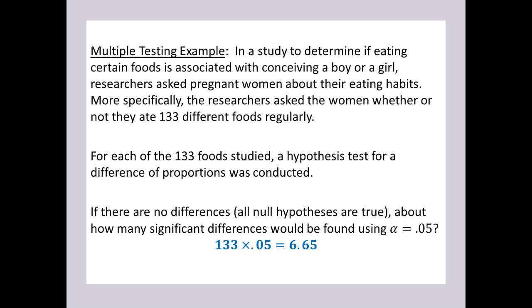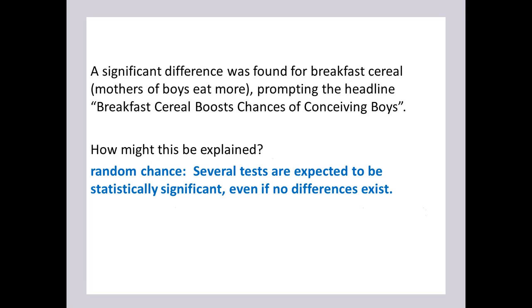In a study to determine if eating certain foods is associated with gender of a baby, researchers asked pregnant women about their eating habits, and basically what they ended up with was a questionnaire where you had to answer yes or no to 133 different foods. What they would have ended up with was 133 tests for a difference of proportions. If alpha was 0.05 for every test, then if all of the null hypotheses were true, so none of the foods had any effect on what gender the baby would be, you'd expect 6.65 tests to come back with a significant result.